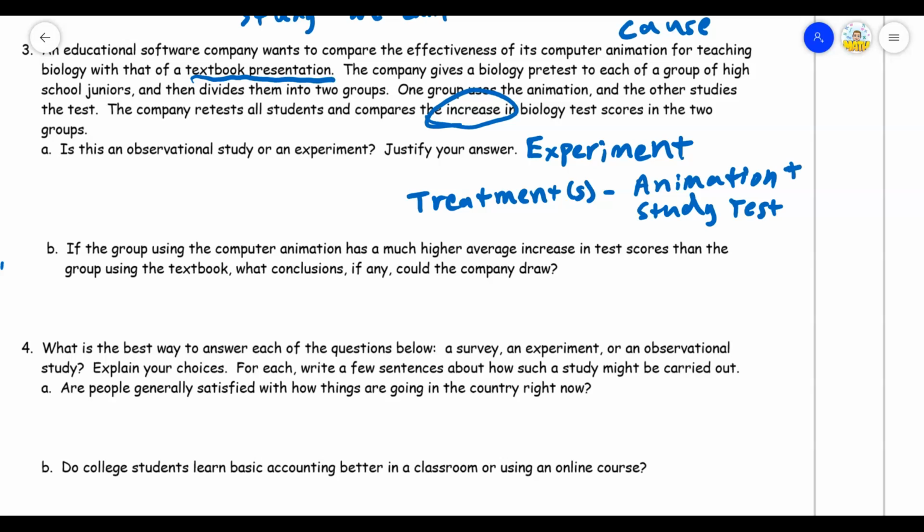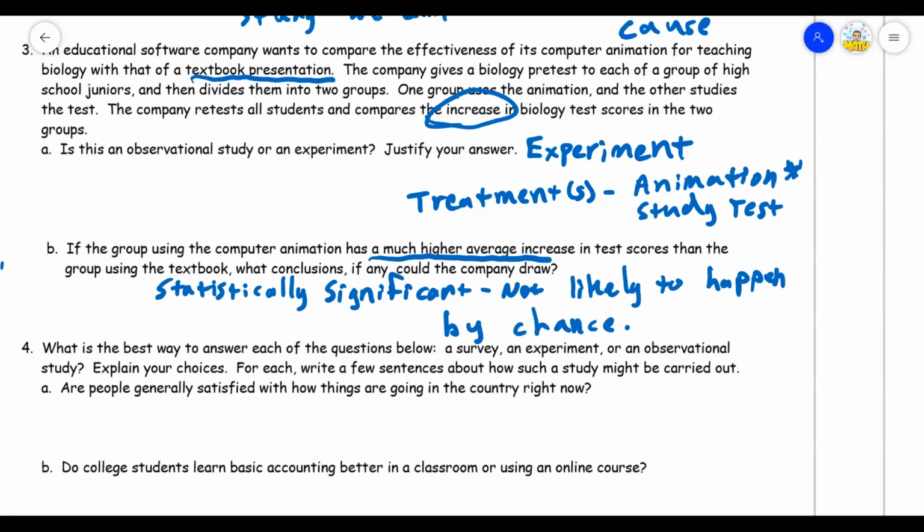If we get a bigger increase in the folks that use the animation group, and they were randomly assigned, then we can reasonably attribute that change to the treatment of the animation. So if the group using the computer animation has a much higher, right? And when we talk about this statistical significance, this is important to stop and talk about for a second. They don't use the term statistically significant here, but oftentimes we will, and we want to have an understanding of what that means. We have not studied probability yet. That's what's coming next in Chapter 5. We'll start the building blocks of probability.